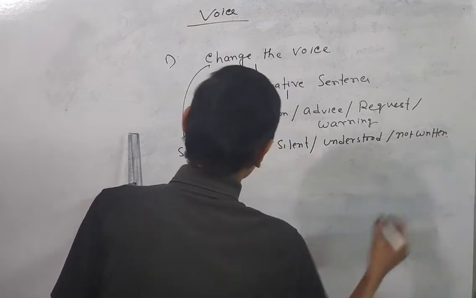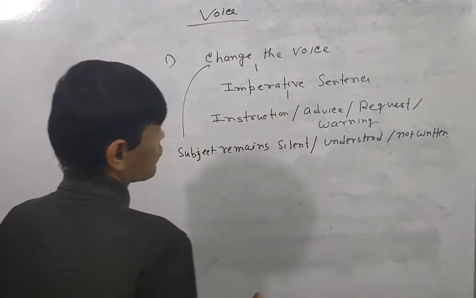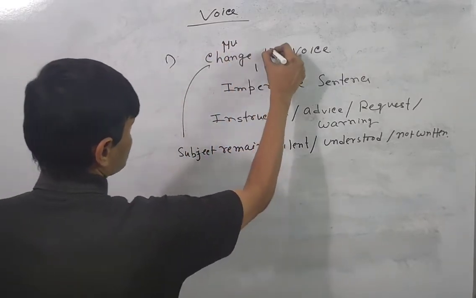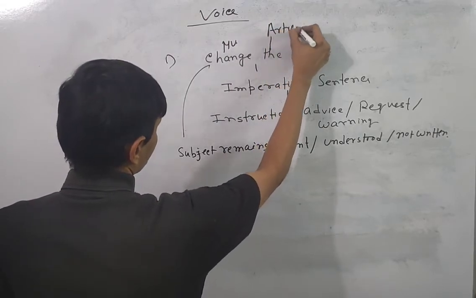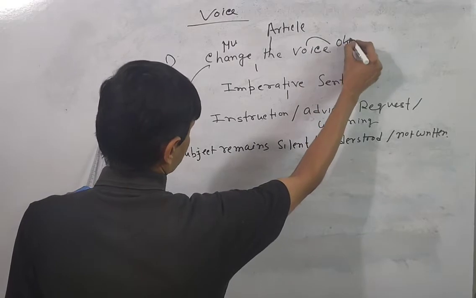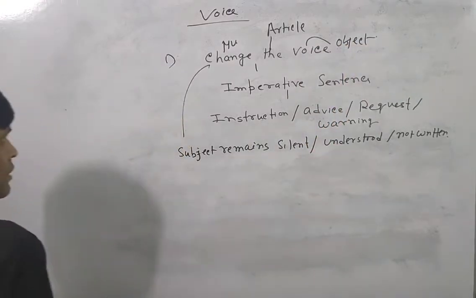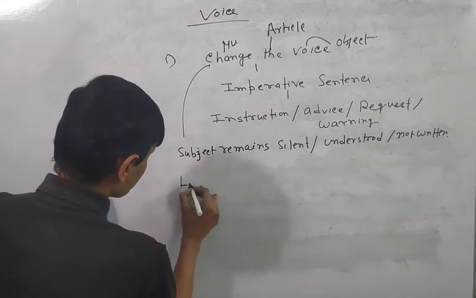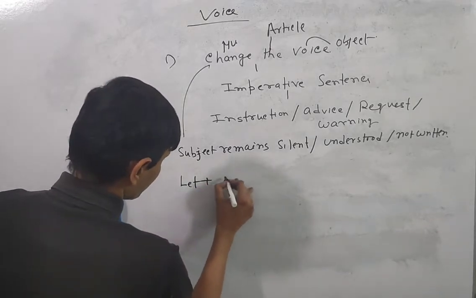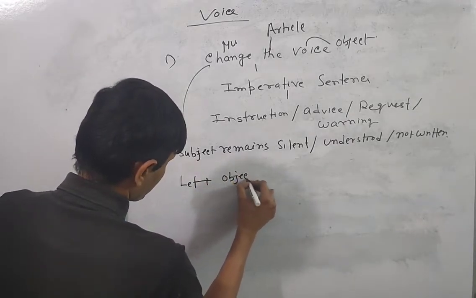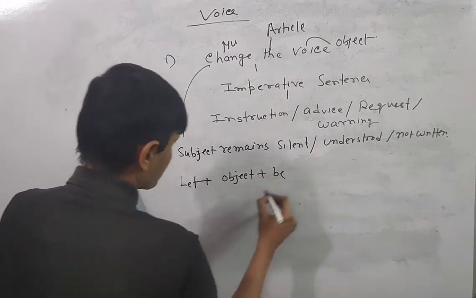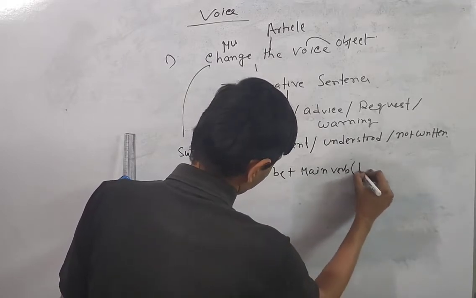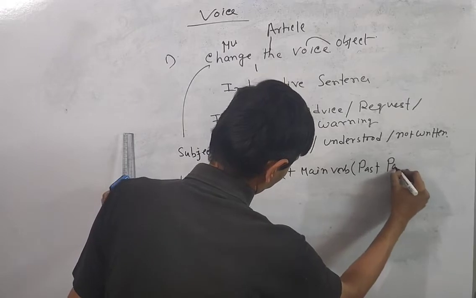Okay. Now what is the question now? This is not the subject. This is the main verb. This is the article. And this is the object. Whenever such things are there, as in change the voice, in the imperative mood, voice change should be like this. Let should be the first one, then the object, then be, then you have to write the main verb in past participle form.